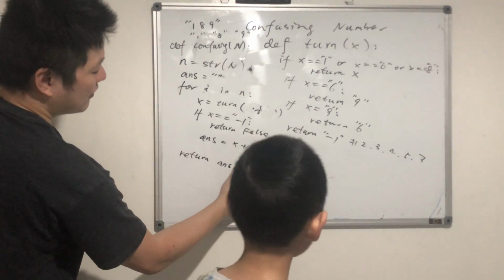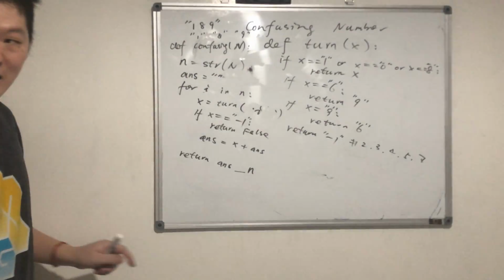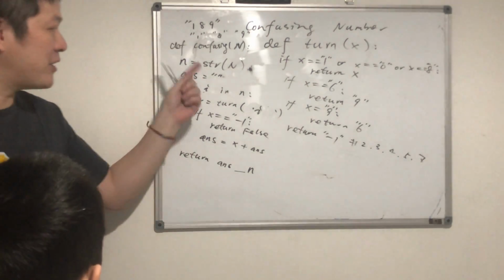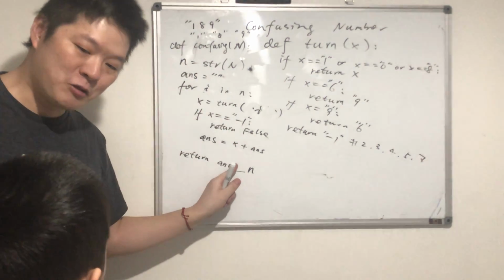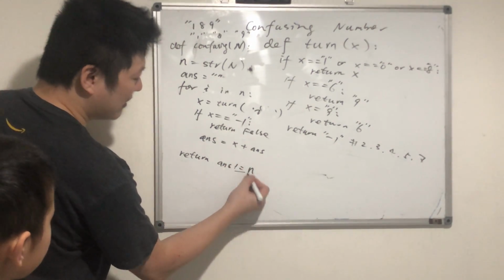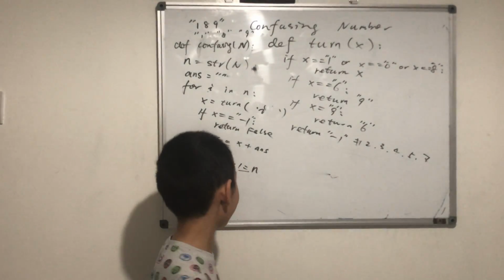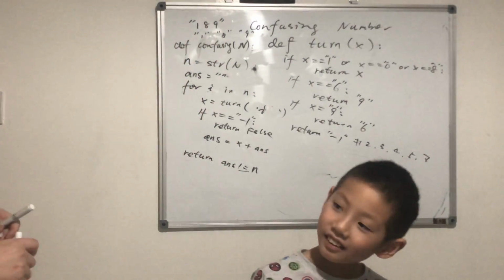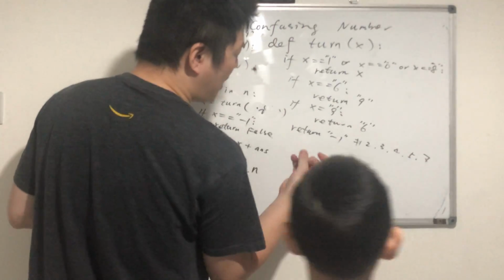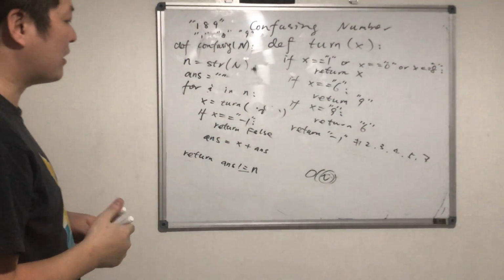And then after that, return answer equal or not equal x, n. What should we put here? Equal or not equal? If it's a valid number, if it's a confusing number, it's True. Not equal, yeah, because it's confusing, not equal. So does it make sense? What's the time complexity if there are n digits, if n is the number of digits in the string? It's not a confusing number.